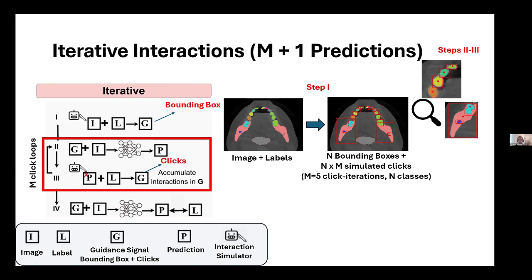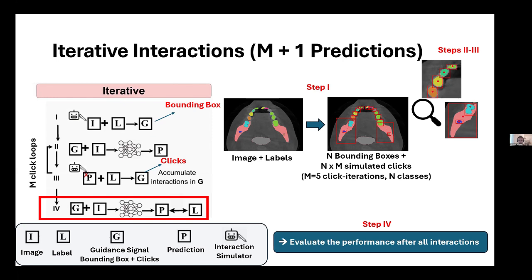And we look at the prediction at each one of these intermediate steps to compute the interactive metrics, but I'll go over that in a second. The final step is to look at how the model annotated that data set with 6 interactions, the bounding box, which is optional, and the 5 clicks. And this leads to the final performance of the model.